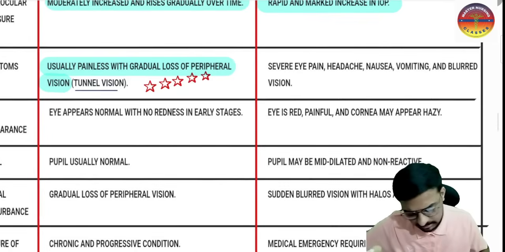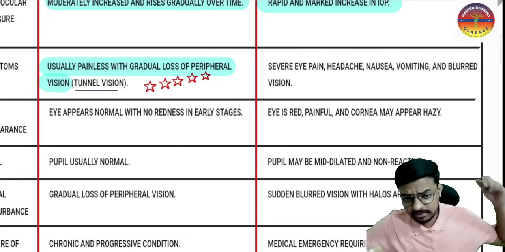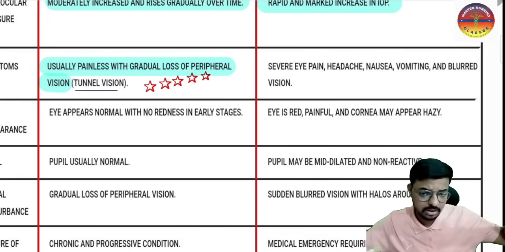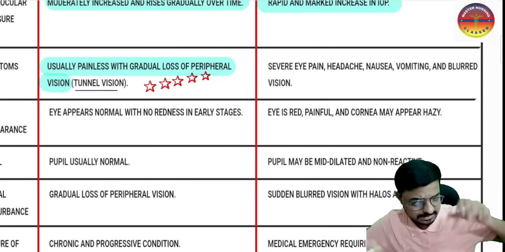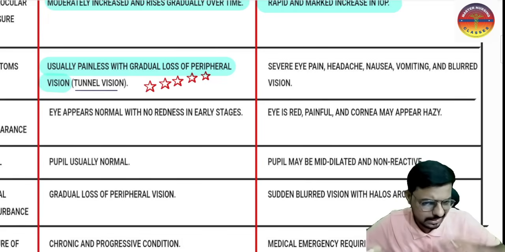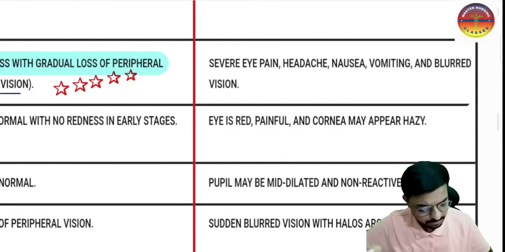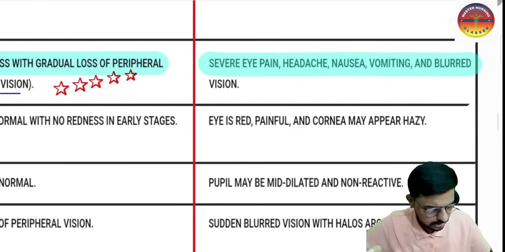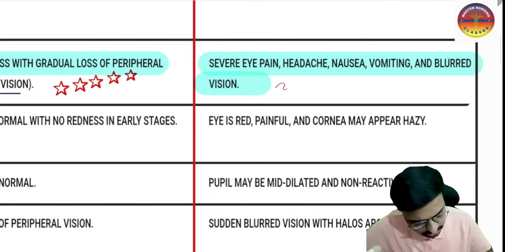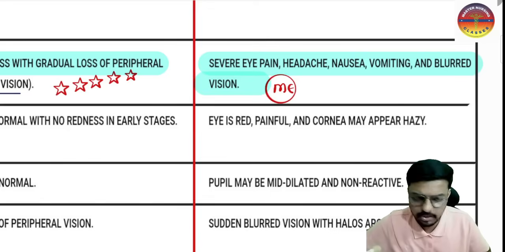Okay, and the clinical symptoms in angle closure glaucoma: he will come to the emergency department, he will not come to the OPD, because there is severe eye pain and headache, nausea, vomiting, and suddenly there is blurred vision. This will make the patient completely panic, and the patient will run to the emergency department. So that is a medical emergency. We are going to take this one as a medical emergency. Very, very important, we have to keep this in our mind.